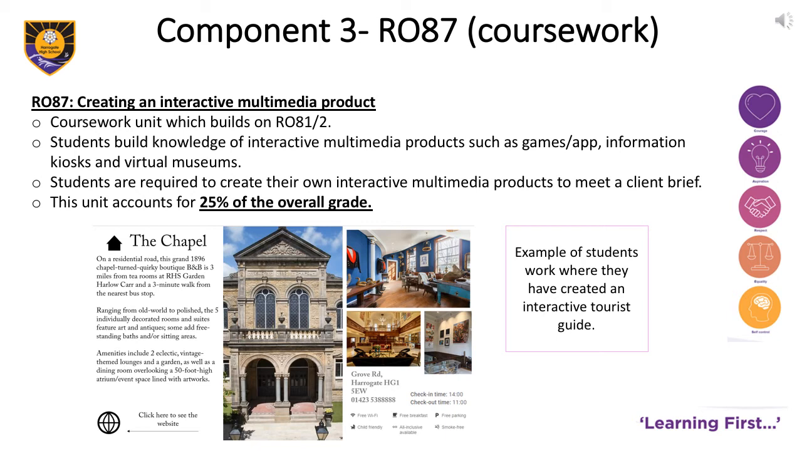And we now move on to component 3, which is called RO87. Again, students continue to build on their knowledge from 81 and 82. In this unit, students build their knowledge of interactive multimedia products. To enable them to do this, they review products such as games and apps, information kiosks, and virtual museums, among a wide range of other options. Students are then required to create their own interactive multimedia product which meets a client brief.